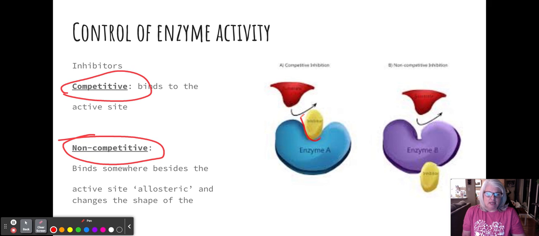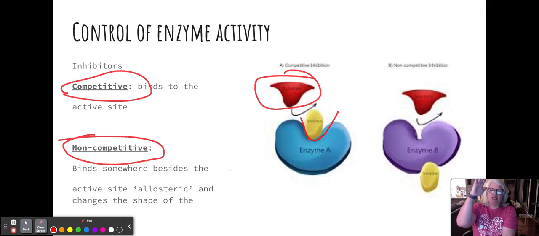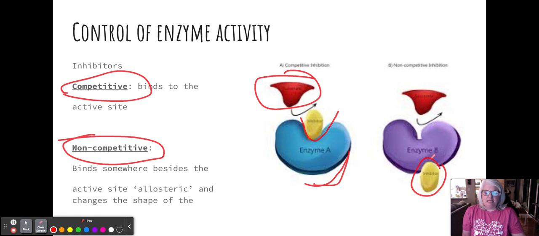If it binds directly into the active site, it is competing with the substrate. So it's basically blocking that enzyme from being able to have the substrate come in. If it binds anywhere else, and this is called an allosteric site, you don't need to know that, but here's an inhibitor binding kind of on the bottom of this enzyme, not in the active site. But what it will do is when that inhibitor binds, it's going to change the shape of the enzyme, which now the substrate will no longer fit in. So that's some ways that inhibitors work. We also use that in medicine, but it's kind of cool.